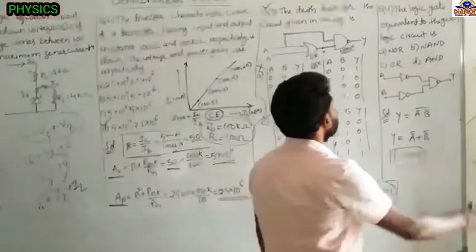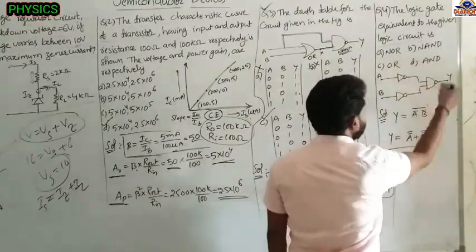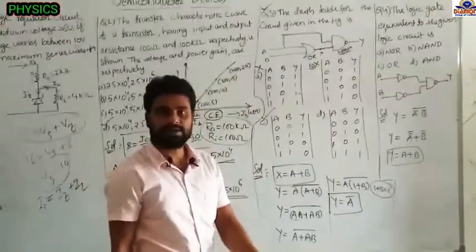And the next question: see, now the logic gate equivalent to the given logic circuit is. They have given one circuit, and they are asking which logic gate it is equivalent to.